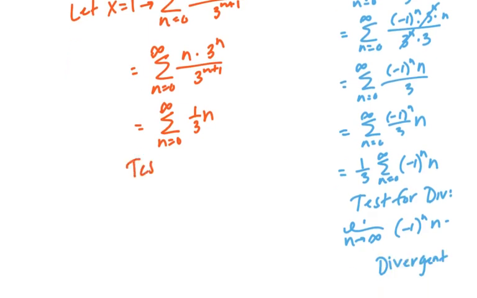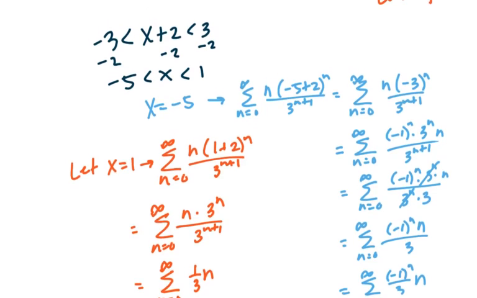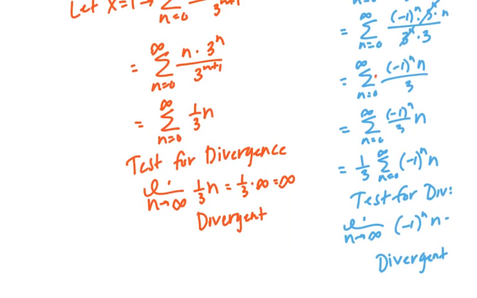So let's look at the test for divergence here. This one's even easier. We say the limit as n approaches infinity of 1/3 n equals 1/3 times infinity, which is infinity, so we have divergence. So both of our endpoints are divergent. So when we come back up here, this is our convergent region, and we found both endpoints down here to be divergent.